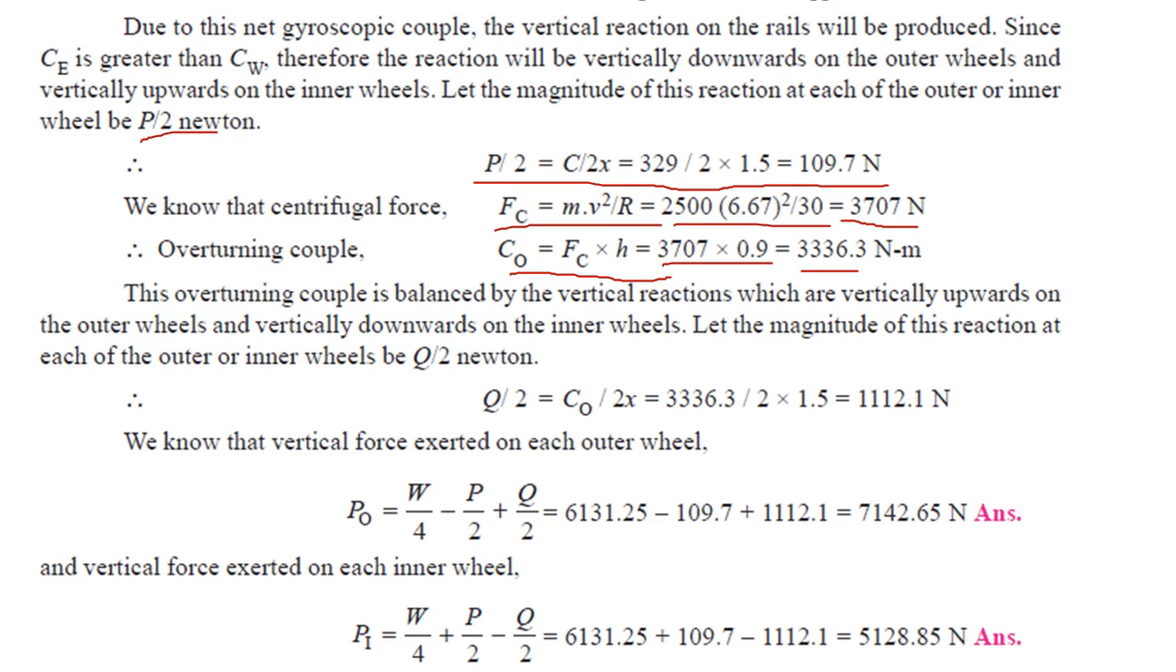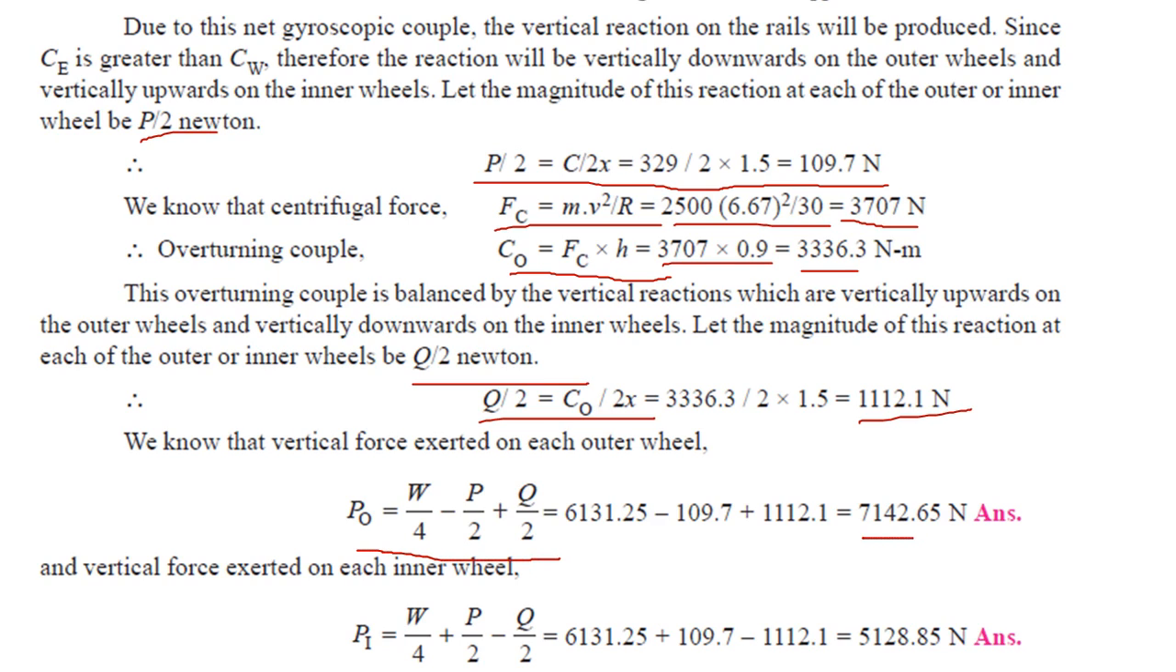So let the magnitude of this reaction at each of the outer and the inner wheels be Q by 2 newtons. So Q by 2 will be given by Co by 2x. So here you will be getting 1112.1 newtons, and the vertical force exerted on each outer wheel, Po, will be nothing but W by 4 minus P by 2 plus Q by 2.